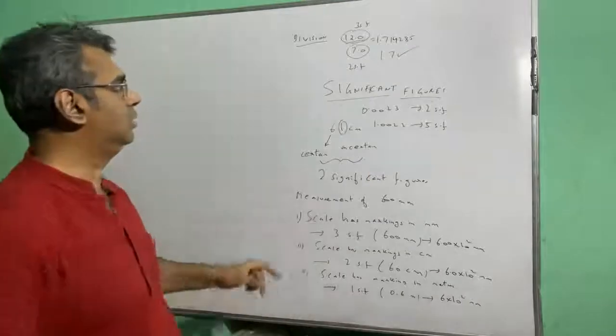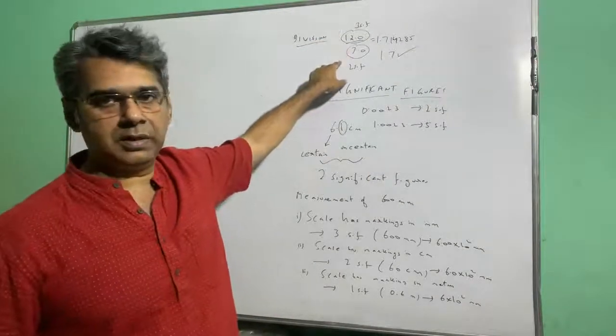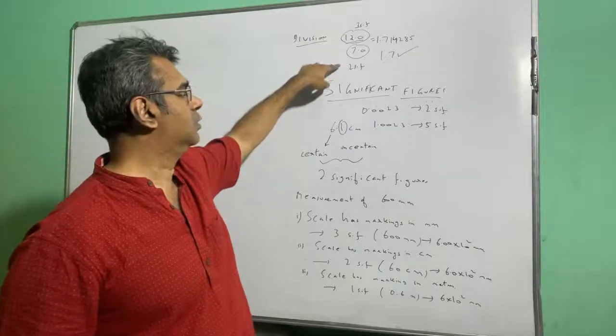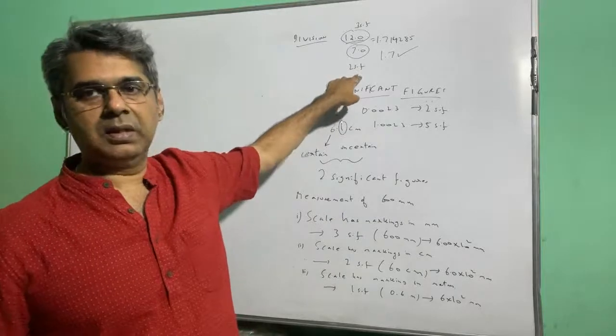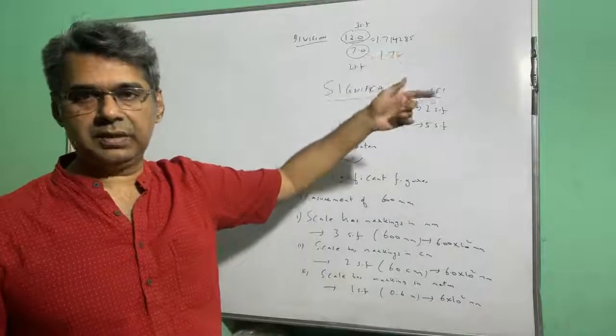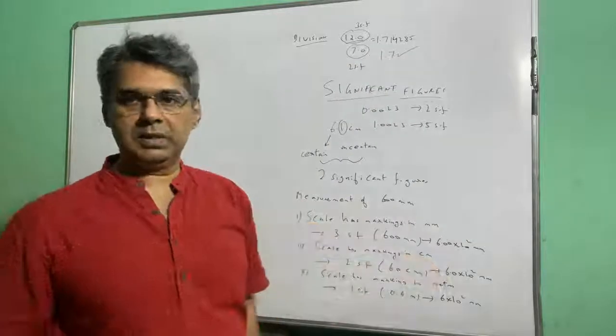So once again, when you are doing division of two quantities, you see how many significant figures they both have. This has 3, this has 2. Then the one which has the lesser number of significant figures, that will be the number of significant figures in your answer. So the lesser one is 2, so the answer will be 1.7.